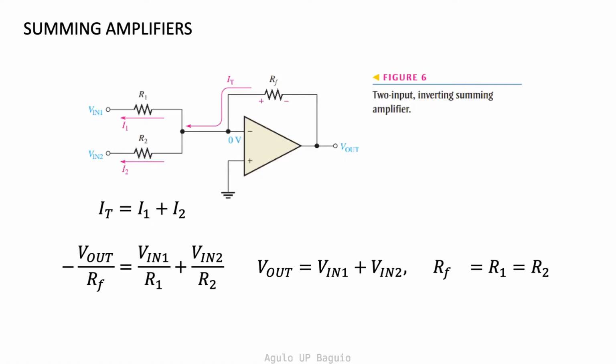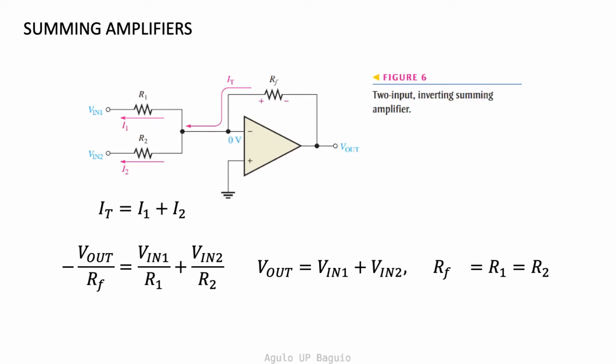Using Kirchhoff's voltage rule and golden rule number 1, we say that the currents I1 and I2 are just equal to the total current IT. We know that the total current is just the negative of the output voltage divided by the feedback resistance, and that the current through each of the branches is just the corresponding input voltage divided by the corresponding resistance. Equating all of these, we get the expression relating the output voltage to the input voltages.